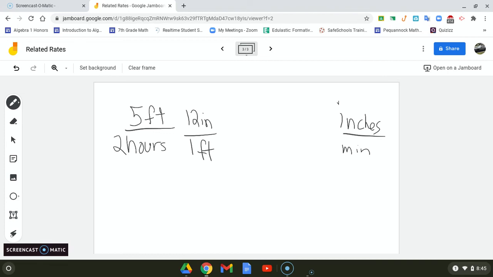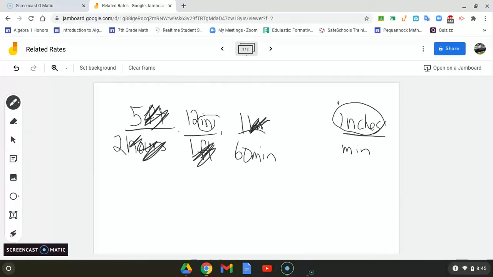And again, you know where they have to go. We have to make sure that the feet cancel with the feet, and we need inches on the top. So we have our inches on the top. Then we're going to multiply, converting from hours to minutes. We should know there's 60 minutes in an hour. We need minutes on the bottom, so our 60 minutes is going to go on the bottom, and our 1 hour is going to go on the top. That way our hours cancel with our hours. And now we're all set to go.